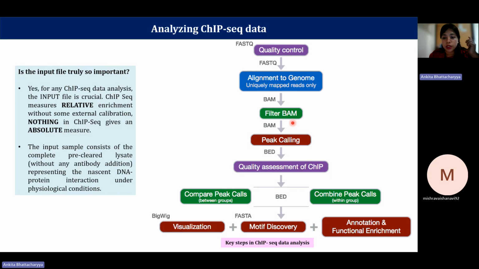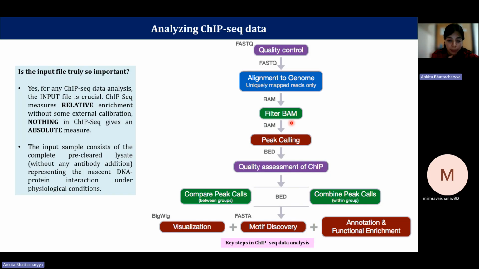Then after alignment, you get your SAM file, you convert that to your BAM file using SAMtools, you filter it, and you call for peaks. Peak calling simply means that whichever region has gotten significantly enriched when you have pulled down using your antibody of interest, that will represent a peak. More reads are aligning to that region.